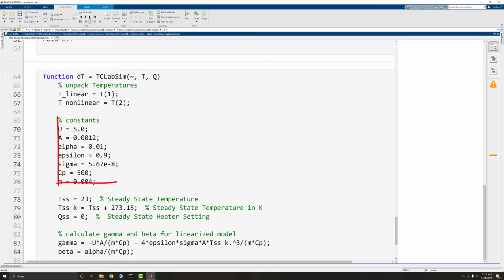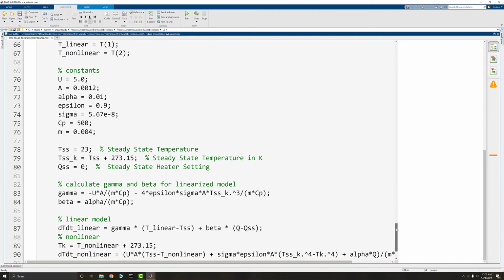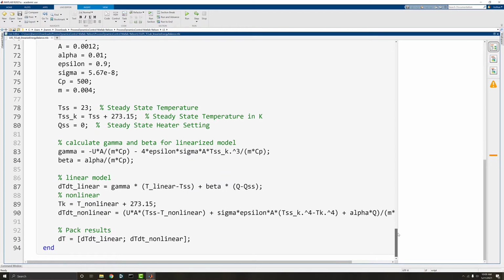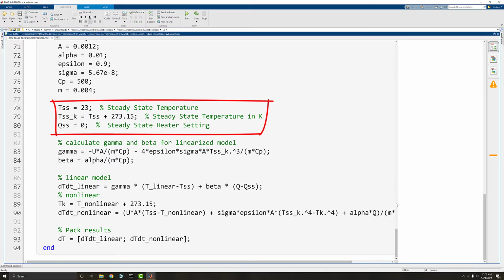We have our constants, which we discussed before, so I'll just gloss over those. Here's the part that will get interesting. Our TSS equals our steady state temperature, but for radiation we need an absolute temperature. So TSS underscore K is where we have the steady state temperature in Kelvin. We also have QSS, which is equal to 0, the steady state heater setting.